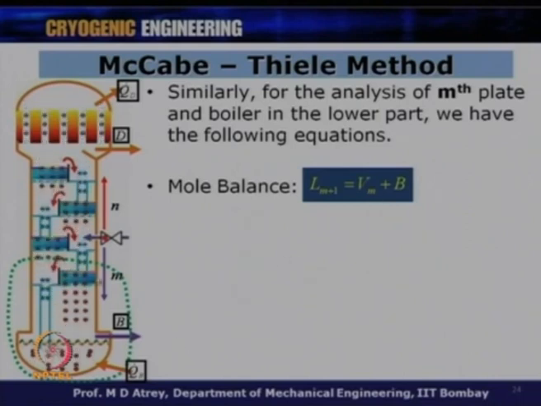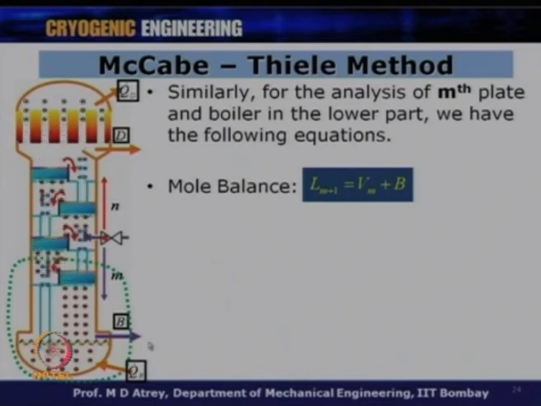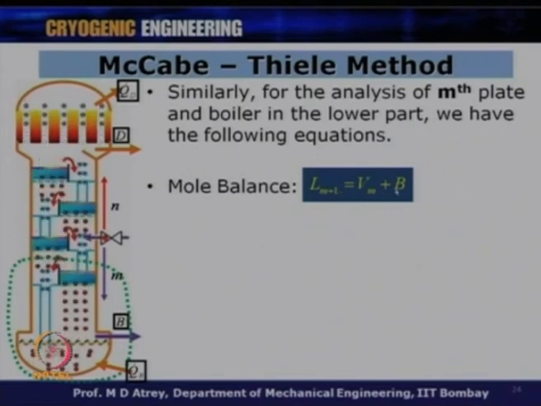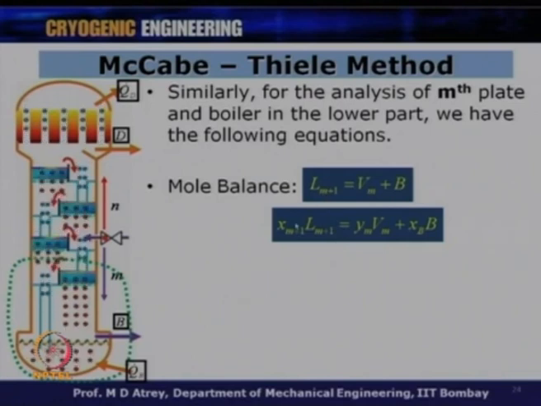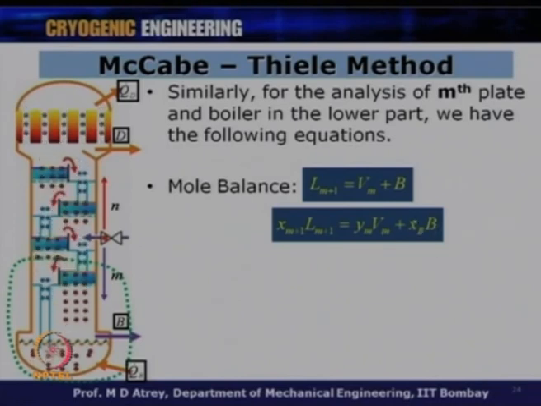So, mole balance is Lm+1 is coming down, Vm is leaving this plate, and B is leaving this control volume. So, if I do mole balance, the entire mole balance for both the components, Lm+1 is equal to Vm plus B. And then if I do component balance as we have done earlier, for a given component A, I will have Xm+1 into Lm+1 is equal to Ym Vm plus Xb B. Again Xb is now denoting how much A is there in the bottom.